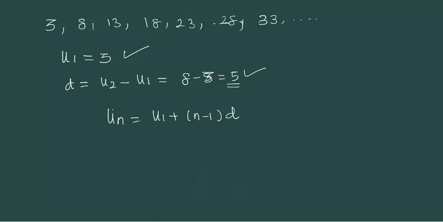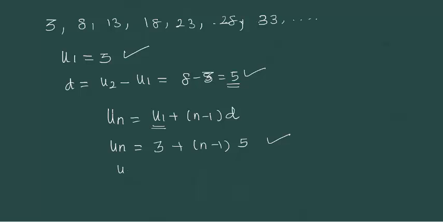So the formula is un is u1 plus n minus 1 times d. Un equals u1, the first term in the sequence, which is 3, plus n minus 1 times the common difference, which is 5. So this is the general term of this arithmetic sequence.